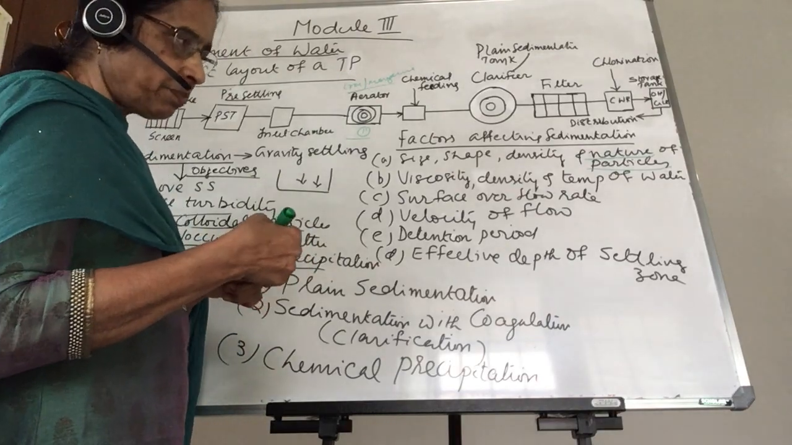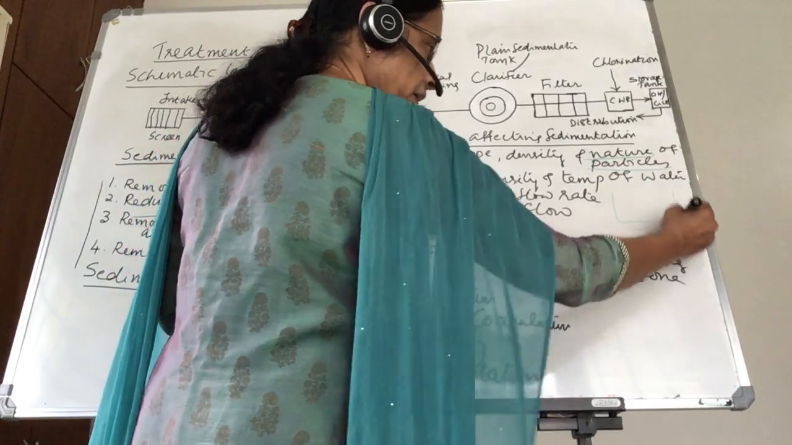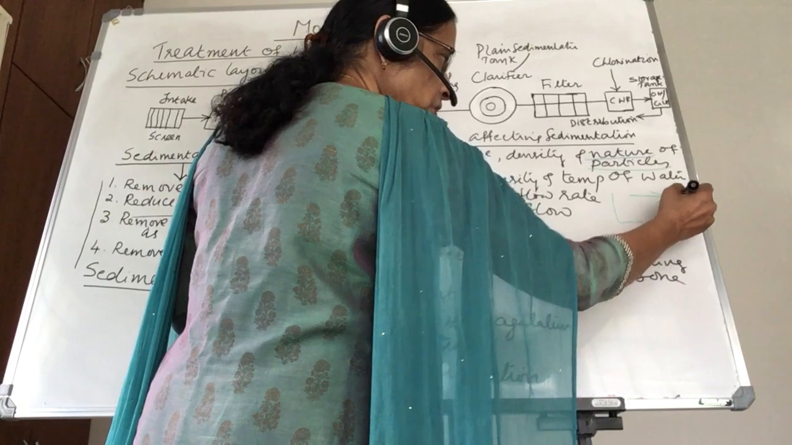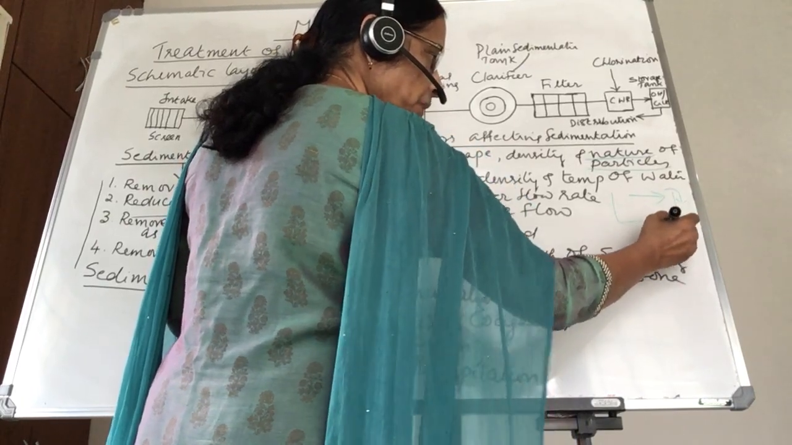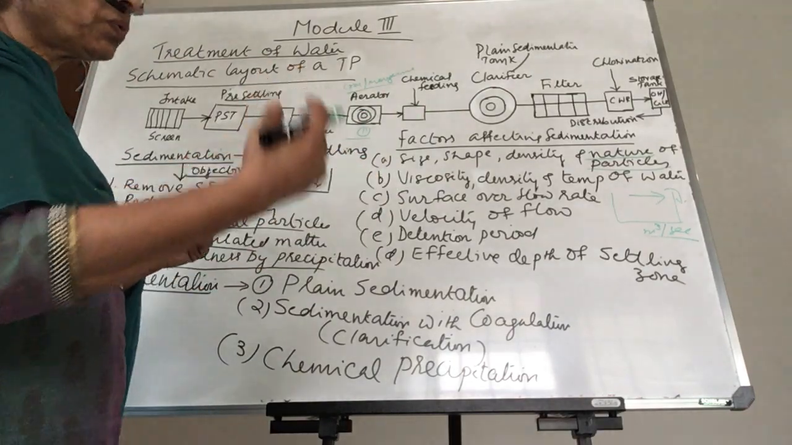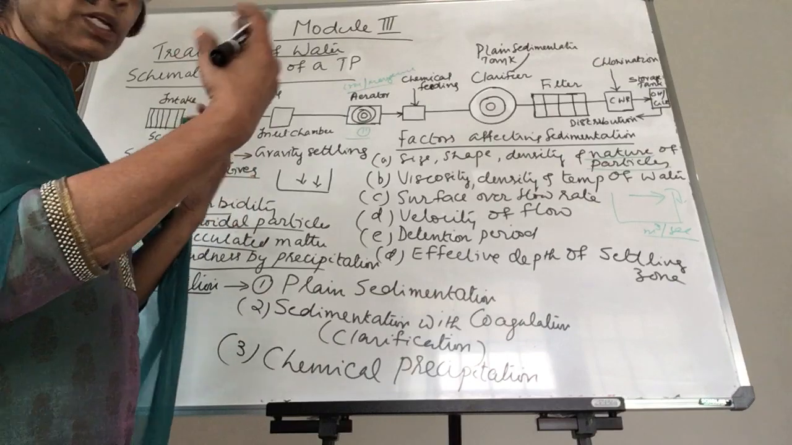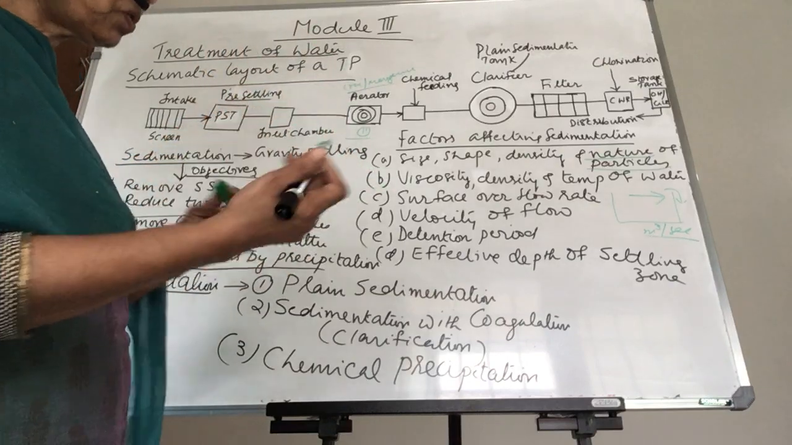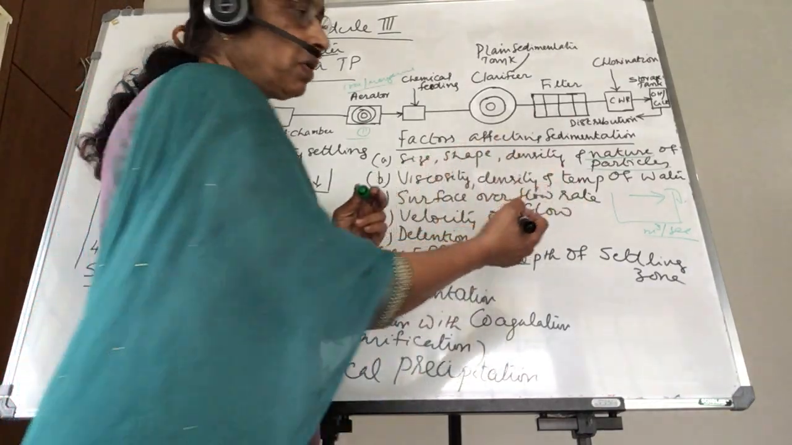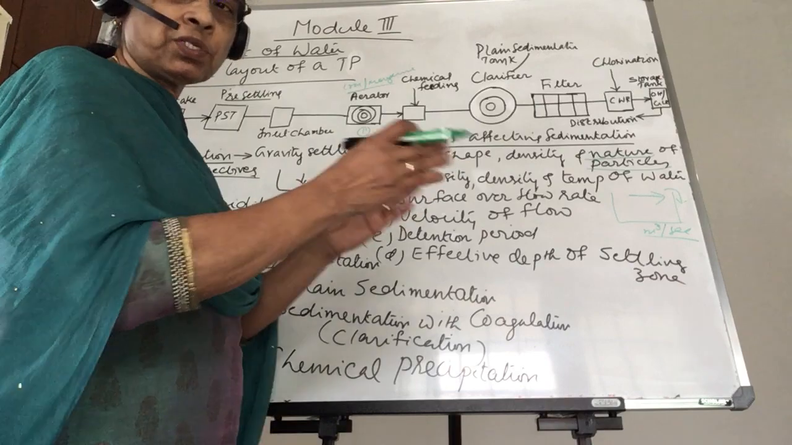Surface overflow rate is nothing but, when we are designing a unit, we want to know how much quantity, that is cubic meter per second, is flowing. How much water per unit time is flowing over that particular unit. That is the surface overflow rate. Then velocity of flow. That is the velocity of flow within the treatment unit. Within the unit, what is the velocity of flow?